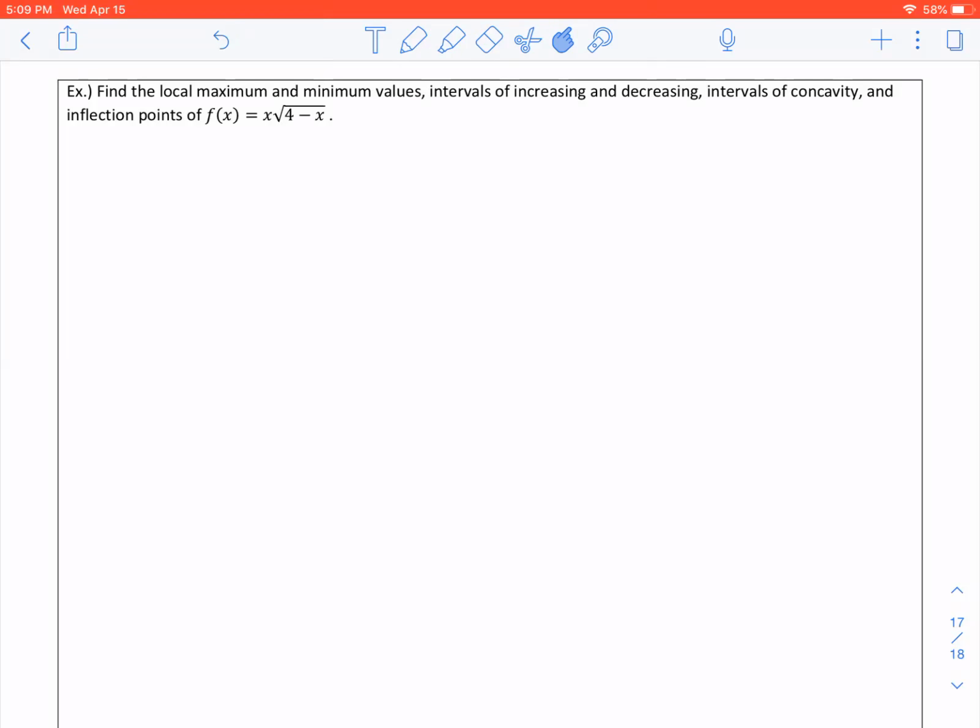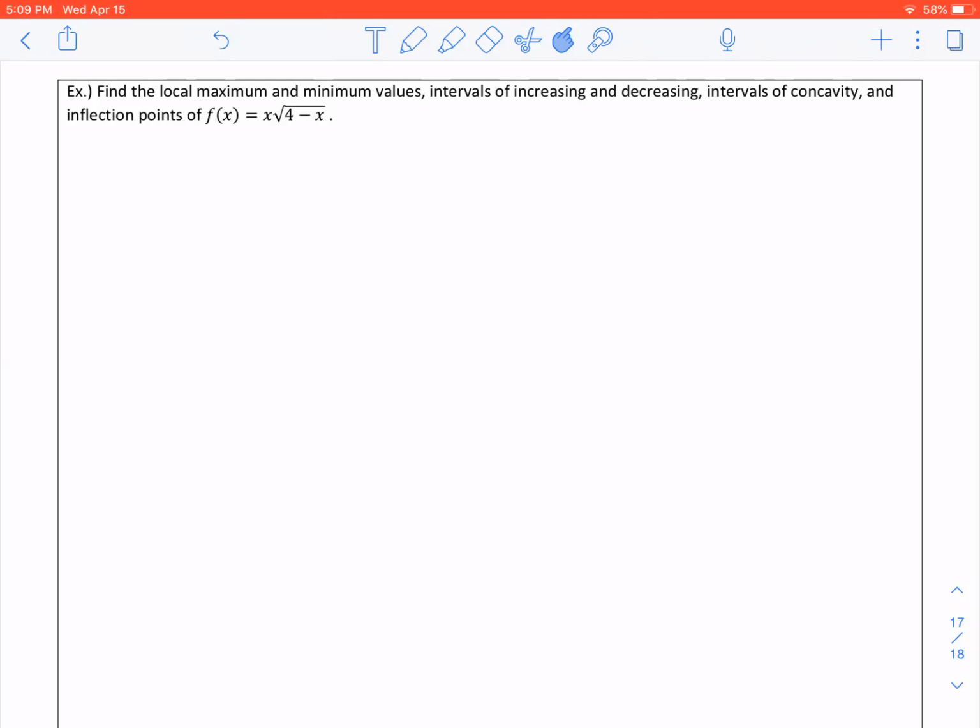We are in section 4.3 on page 17. We are going to get the example started and then finish this together in class. So this says find the local maximum and minimum values, intervals of increasing and decreasing, intervals of concavity, and inflection points of f of x equals. So there's a lot that we have to do.